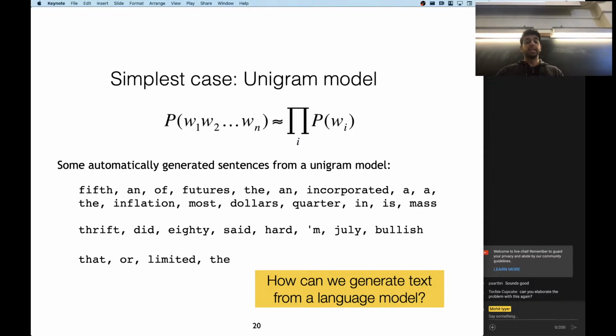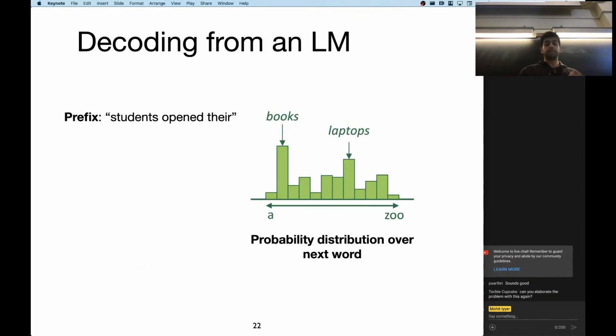So how do we even generate text from a language model? What does that mean? There are many different ways that you can do this, and the process of generating text from a language model is called decoding. So let's take a different example here. Let's say we have the prefix "students opened there," and we are trying to generate the next word. In any sort of language model, what you will get is a conditional probability distribution, right, of what is the next word given this prefix. And that distribution, how many possible options are there for the next word? It is whatever you have defined your vocabulary to be, right?